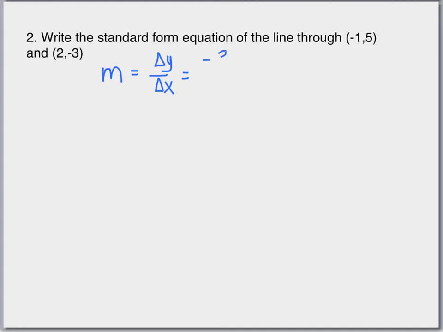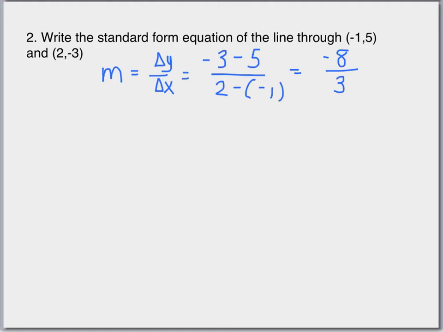So it's going to be -3 minus 5. That's my change in y. And then I better also start with this one again. So it's going to be 2 minus -1. So if I do that, I get -8. And on the bottom, minus -1 is +1, so -8/3 is my slope.